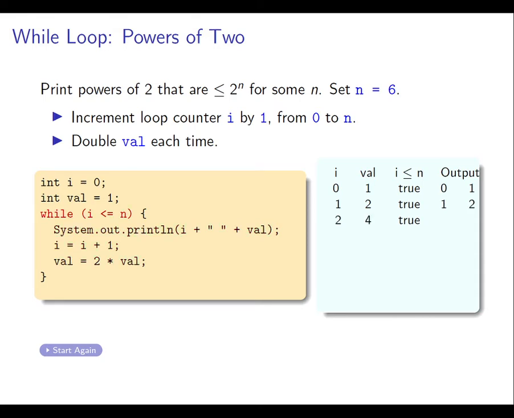And so it goes on, time after time after time, until we get to the point where we have set i to be 7 and val to be 128. At that point, when we check whether i, 7, is less than or equal to n, 6, we find the answer is false. And so this time we don't go through the loop again. We jump to the end curly bracket and we go on to whatever follows that in the program.